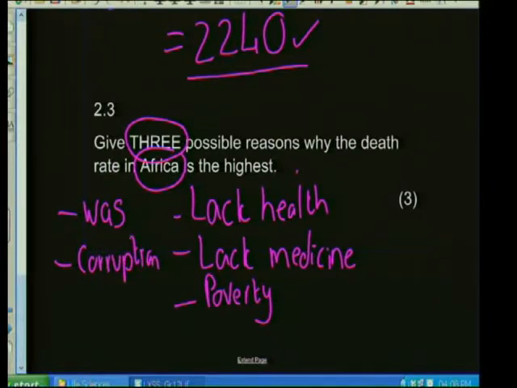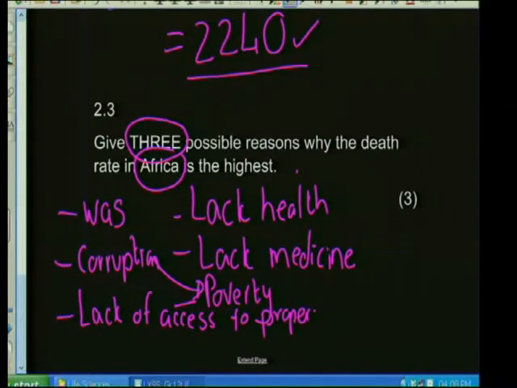All right, which would lead to poverty. Okay, what else can you think of? There's a lack of access to proper health care. I'm going to go back to the health care.